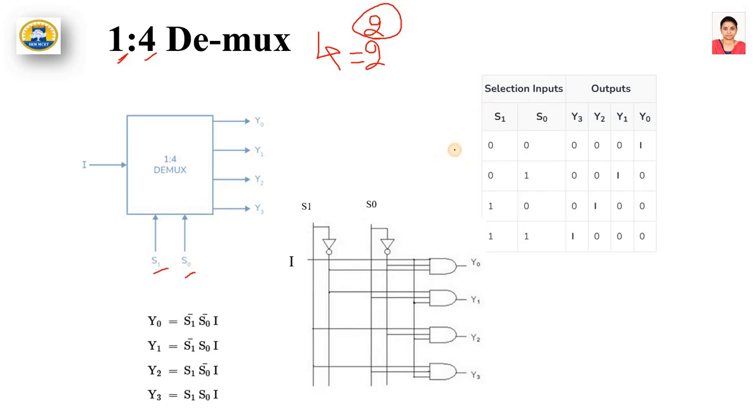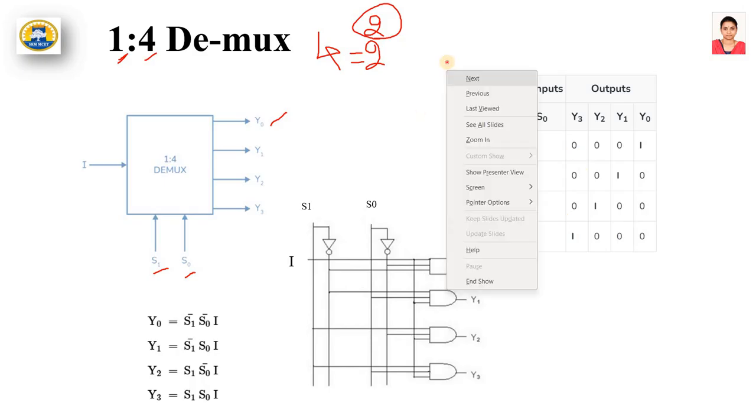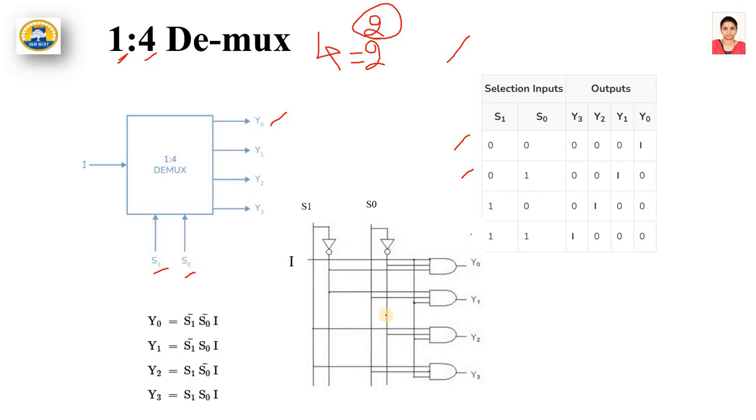If there are 2 select lines, there will be 4 combinations: 0 0, 0 1, 1 0 and 1 1. If it is 0 0, the information I will go to Y0. If it is 0 1, it goes to Y1, but the remaining outputs will be 0. If it is 1 0, it goes to Y2, remaining will be 0. If it is 1 1, it goes to Y3, the remaining will be 0. So this is the truth table for 1 to 4 demux.